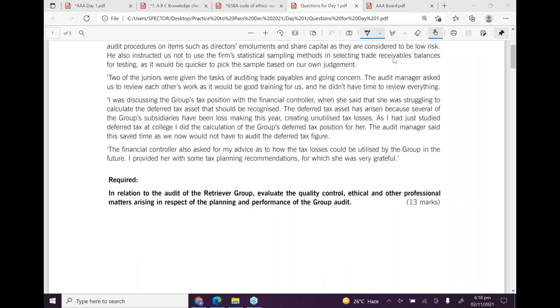We're going to do this step by step. In relation to the audit of Retriever Group, evaluate the quality control, ethical, and other professional matters arising in respect of the planning and performance of the group audit. So she's saying there are elements from quality control, there are examples of ethical threats, and the difficult portion, there is some auditing or accounting mess up that has been done, and I need you to pick up those points and give me the answer for 13 marks.